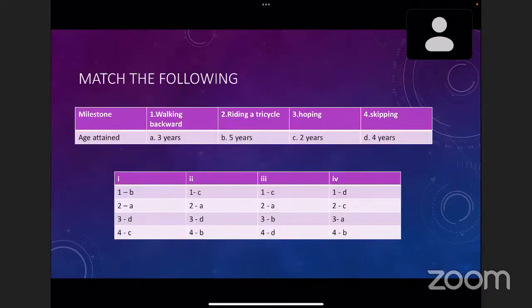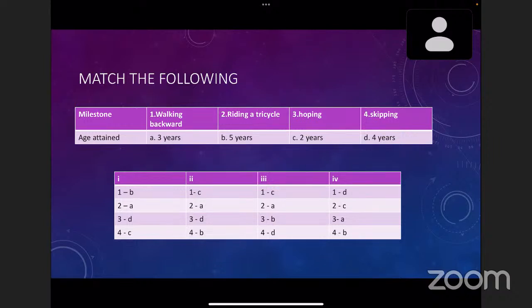Now the other milestone is simple. It's also gross motor, so you have to match. First walking backward, second riding a tricycle, third is hopping and skipping. Here also, you see, a child will walk backward by the age of 2 years. And then riding a tricycle and bicycle: when compared to a bicycle, tricycle is a milestone. Bicycle is a skill which some will learn and some cannot learn, but that is not a milestone. Tricycle is a milestone. And hopping and skipping.